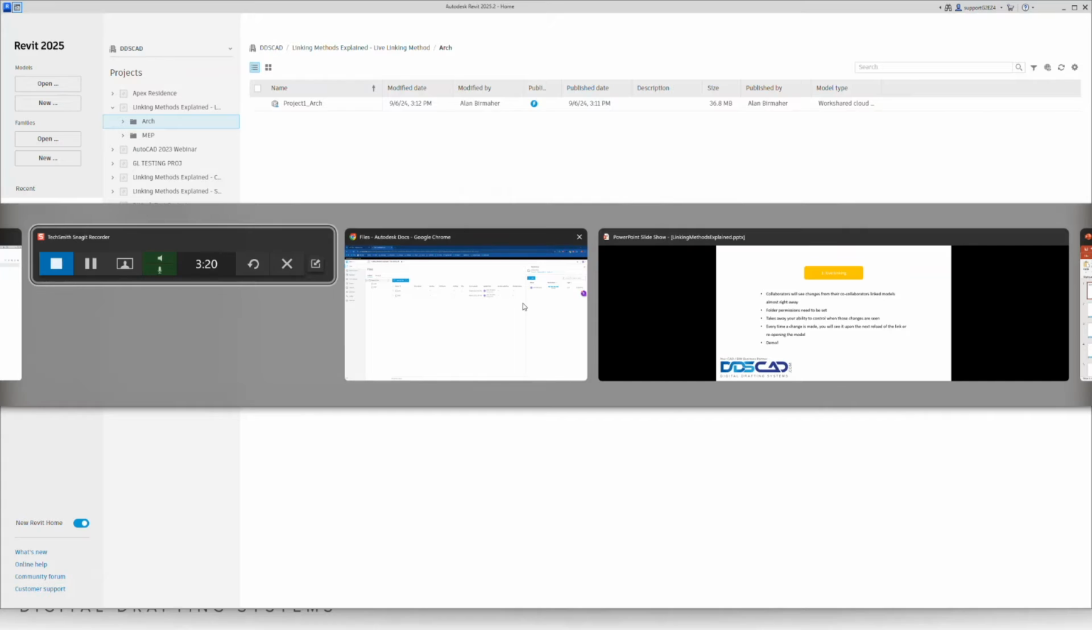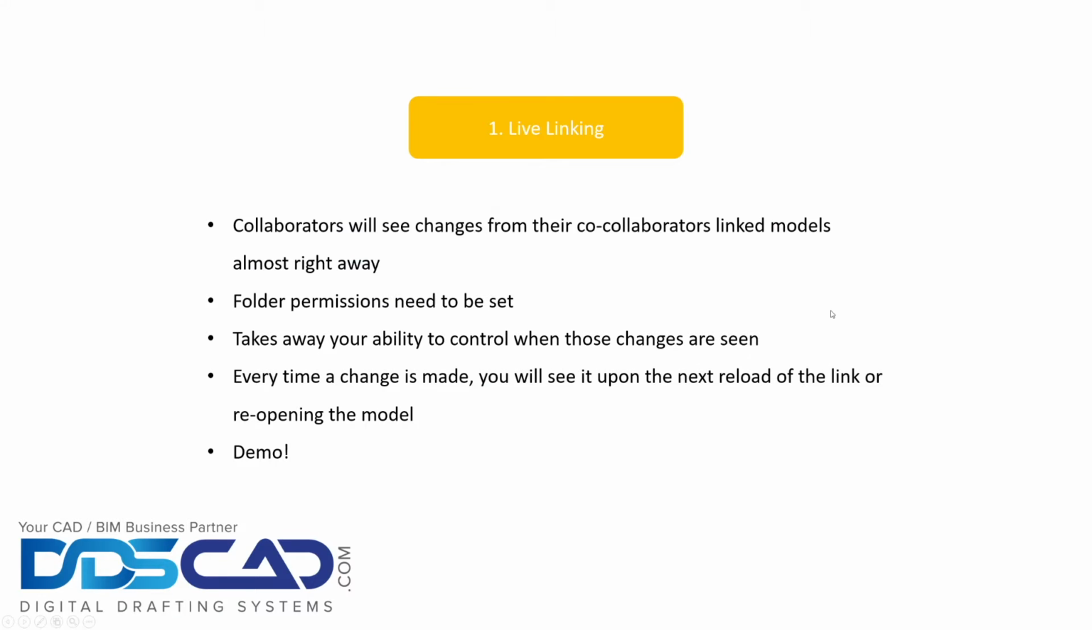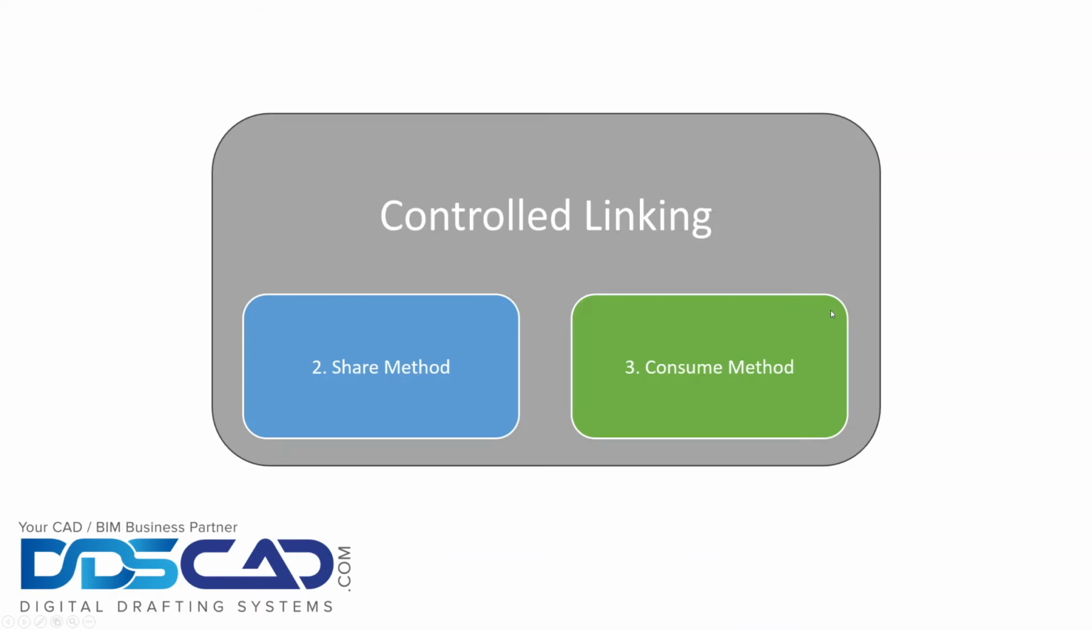All right. So moving back here, we're going to move over to the controlled linking side of things. As I mentioned, the difference here is that you actually have to take a couple of extra steps in order to control when you're going to see those latest changes, whether you're the one controlling the sharing of those changes or deciding when you're ready to consume those changes. And that's the difference here between these two.